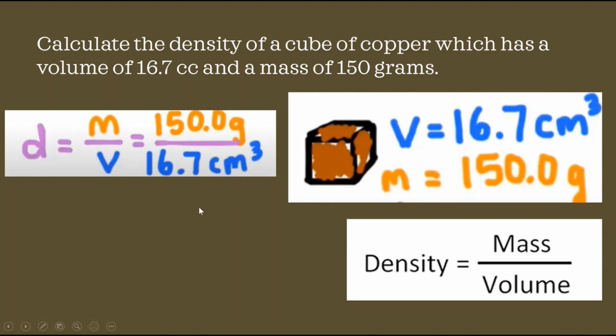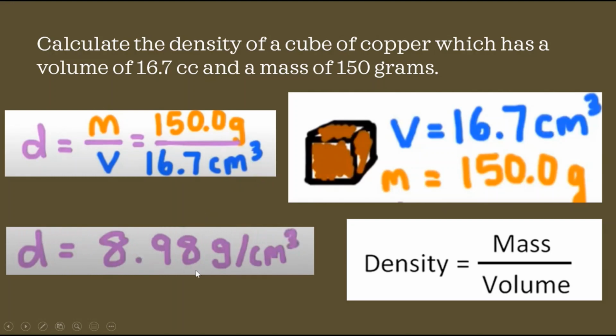And this comes to 8.98 grams per cc. So 8.98 grams per cc is the density of this copper cube, which has a mass of 150 grams and a volume of 16.7 centimeter cube.